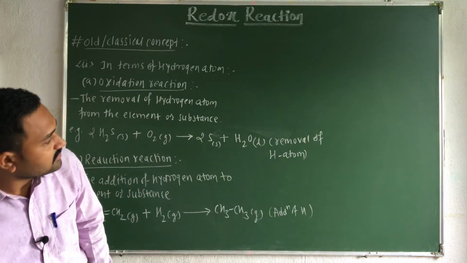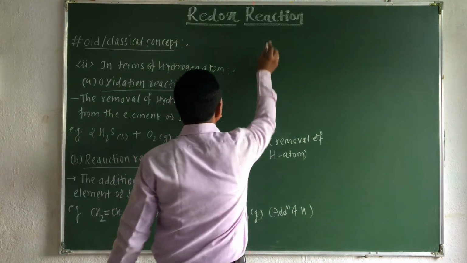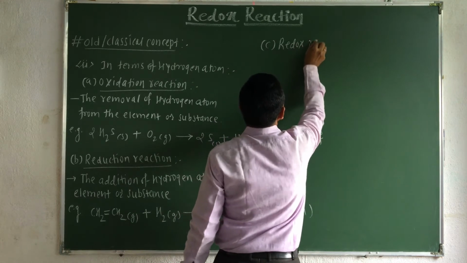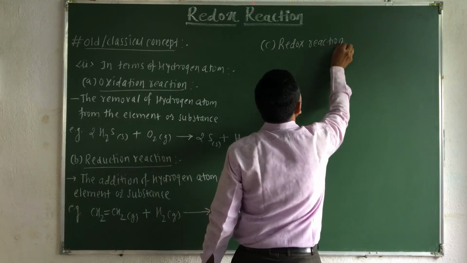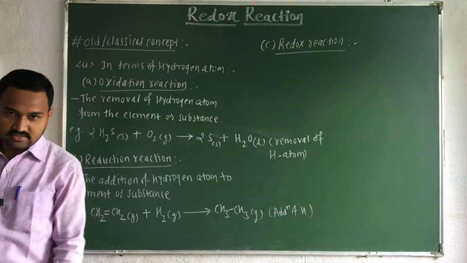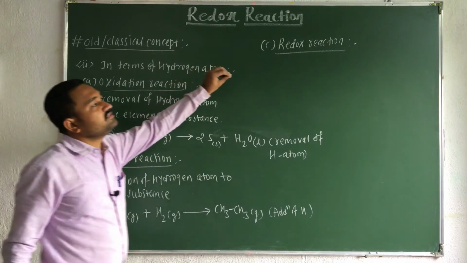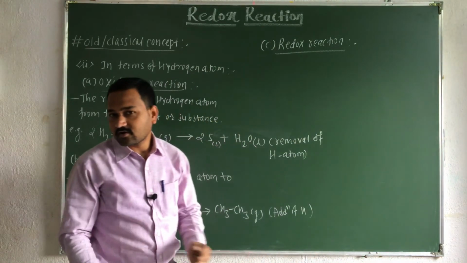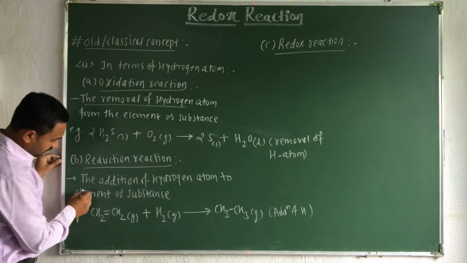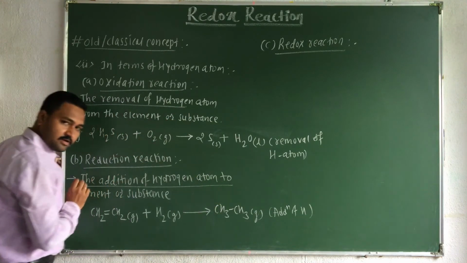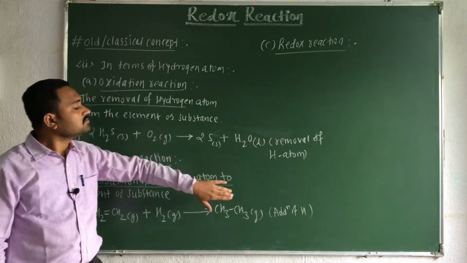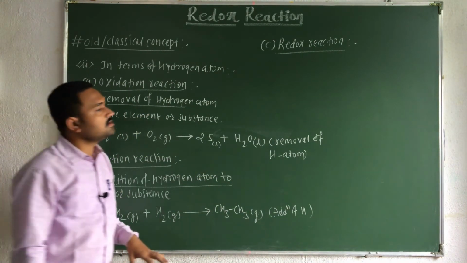Now let us define the redox reaction. So obviously from the previous definitions you can easily define the redox reaction. So what is exactly the redox reaction? Removal of hydrogen and the addition of hydrogen, which take place simultaneously within the same chemical reaction, is known as a redox reaction.